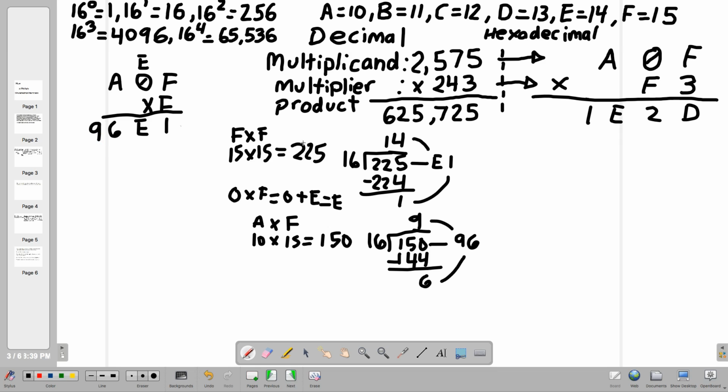And so let's go ahead and move that over to the computation. So 1E, just how we do it in the decimal system, 6 and 9. Okay, let's clear this out real quick, and then we'll compute that.